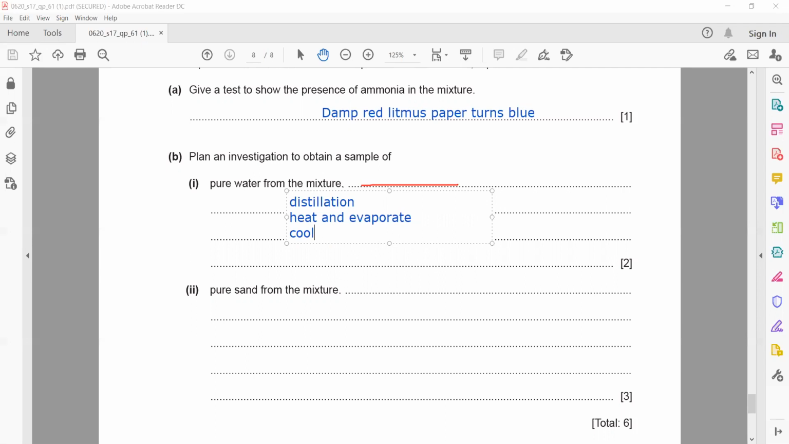If you want to obtain pure sand from this mixture, what we can do is use decanting or filtration. So we will use filtration. Then how will you do the filtration? Pass the solution through filter paper. Sand is left behind as residue.